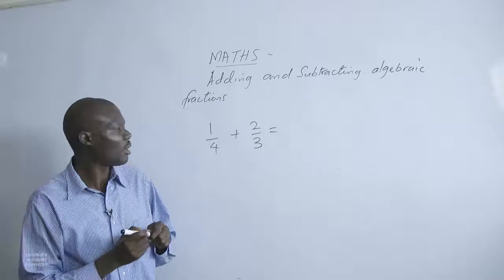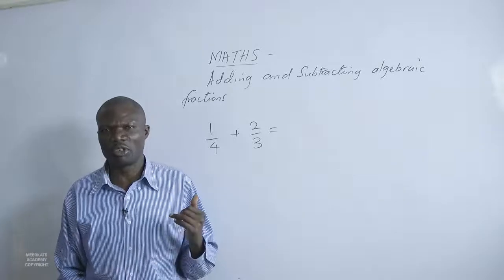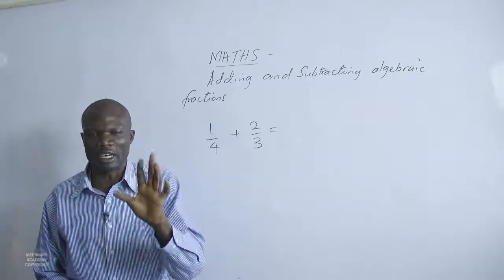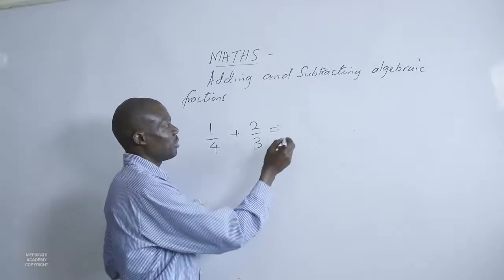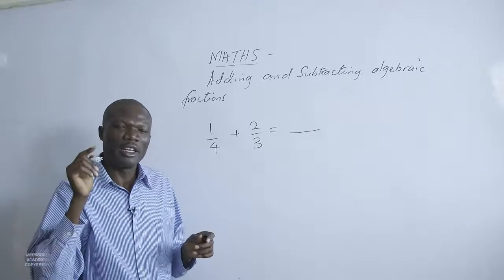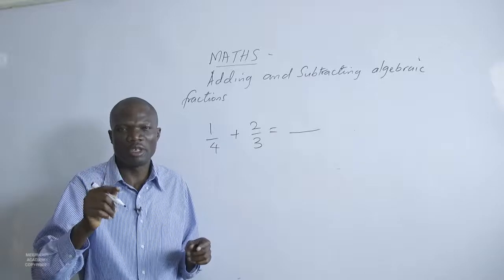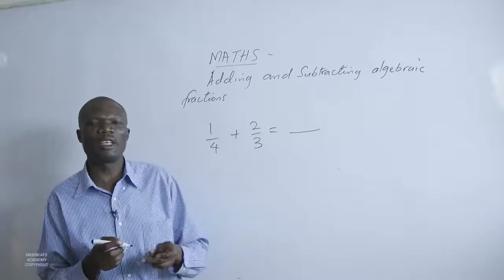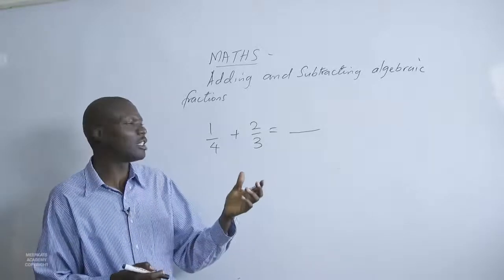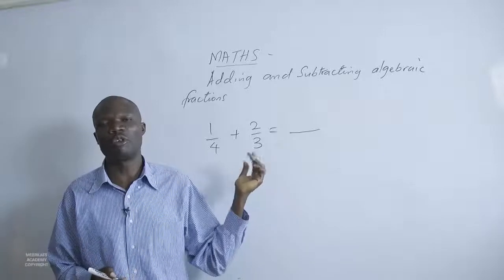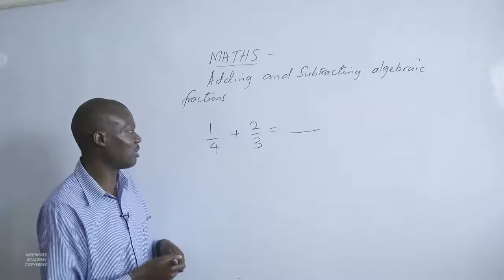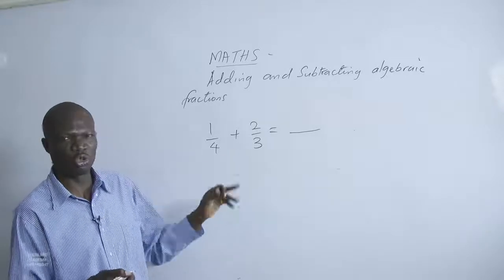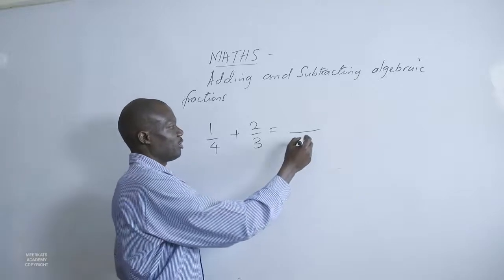Look at this. 1 over 4 plus 2 over 3. The denominator is not the same. Therefore, you cannot add yet. So which implies that here we shall be required to find the least common denominator. The least common denominator here is simply the least number of which 3 and 4 are both factors. And you'll find that the first one that is a multiple of both is 12.